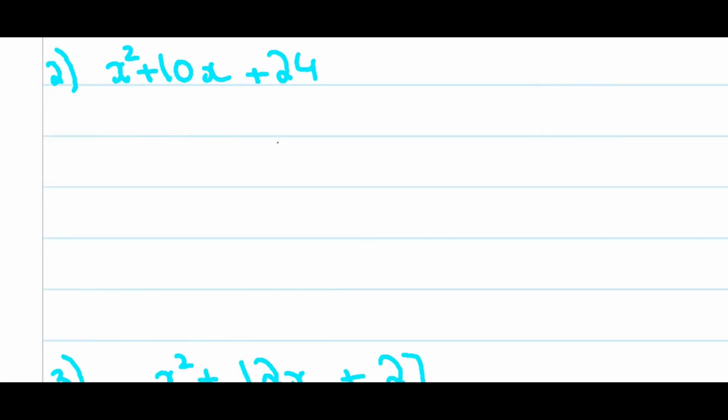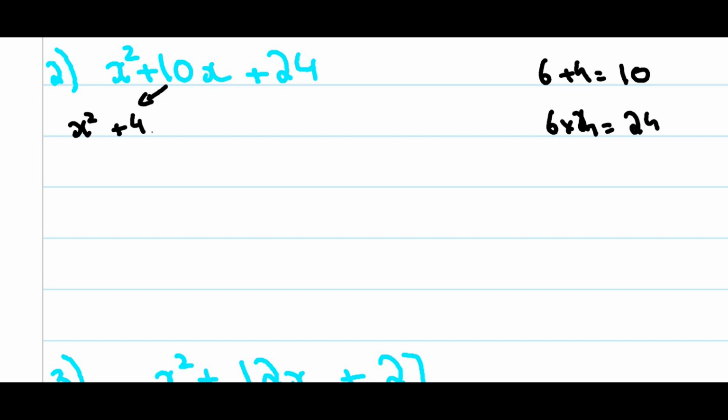Moving on to part 2, we have x squared plus 10x plus 24. Now note, we need two numbers such that when we add them we get 10 and when we multiply them we get 24. Such two numbers can be 6 and 4, because 6 plus 4 will give us 10 and 6 multiplied by 4 will give us 24. Now instead of writing 10x, I will be writing x squared plus 4x plus 6x plus 24.